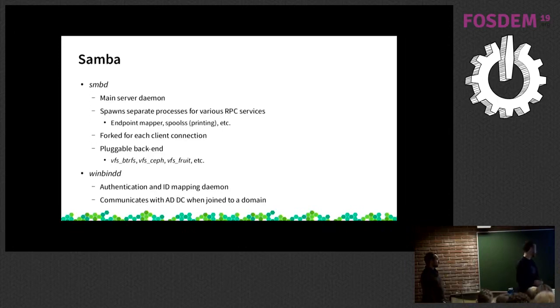With Samba, we have one main file server daemon, which is SMBD. It's generally forked for each client connection. We have a pluggable file system backend, a VFS layer, and this is what we use for things like Ceph. We have a libcephfs integration. For Btrfs, we have some snapshot-specific stuff. We have Winbind for authentication, ID mapping, and the AD integration part.